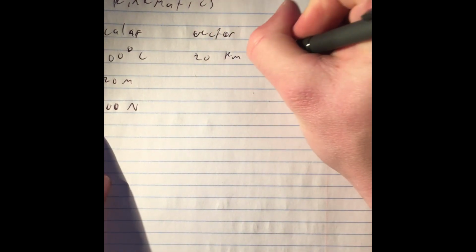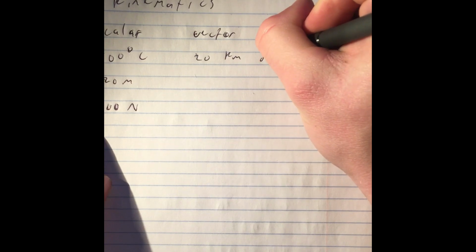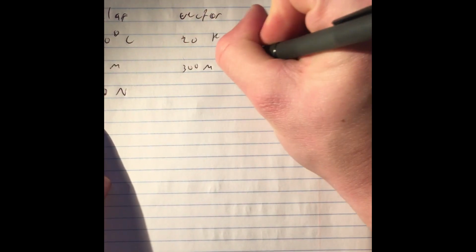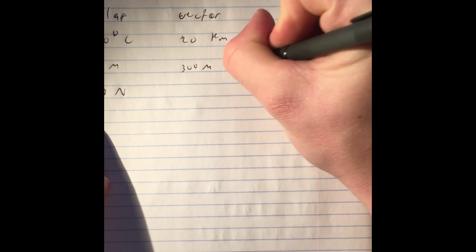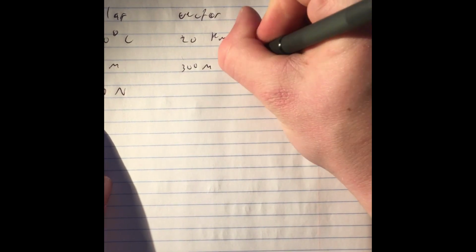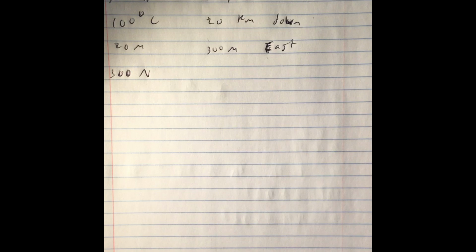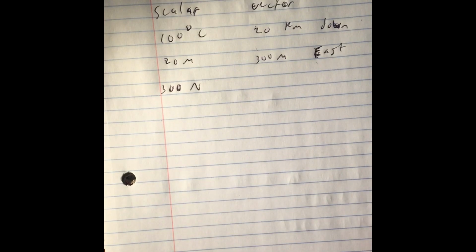So you could have 20 kilometers down, maybe for some objects falling very, very far. Or you could have 300 meters east. And now this leads us into the difference between distance and displacement.